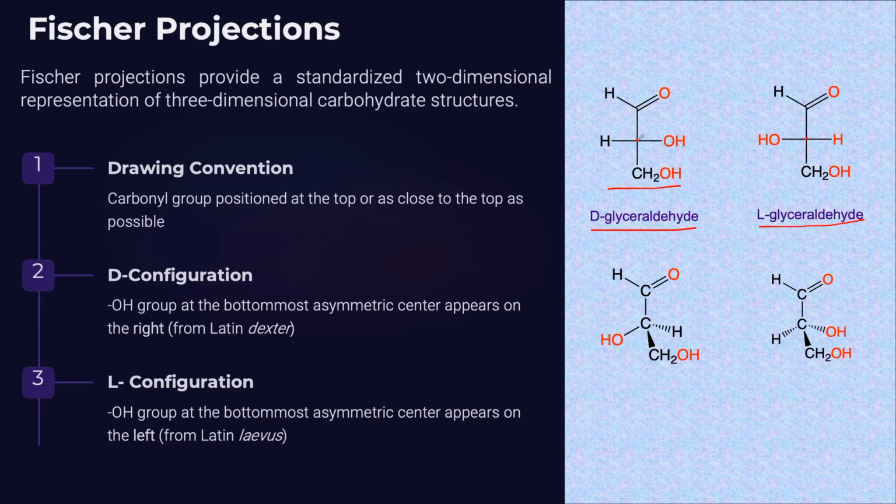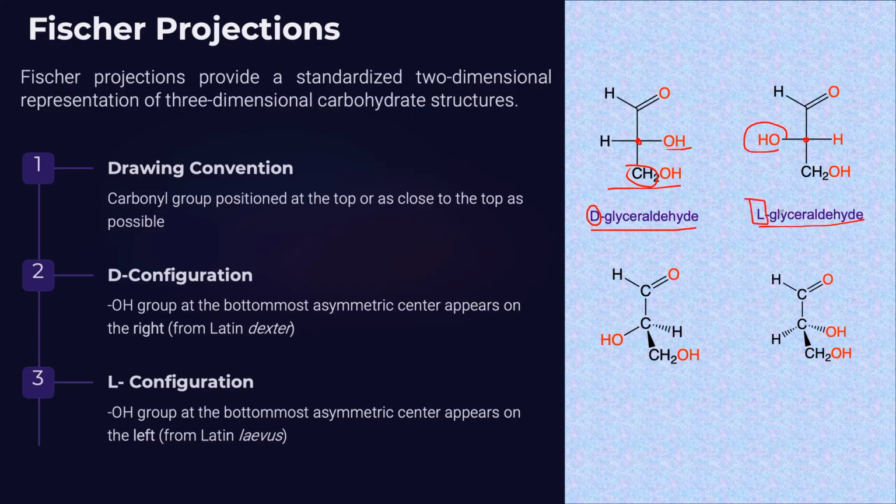Now, the bottommost hydroxyl is here, but this is not an asymmetric center because it has two hydrogens, two groups of the same type. But the bottommost asymmetric center is here. When the hydroxyl group at the bottommost asymmetric center is on the right side, then it is D-glyceraldehyde. When the hydroxyl group at the bottommost asymmetric carbon is towards the left side, then it is L-glyceraldehyde.